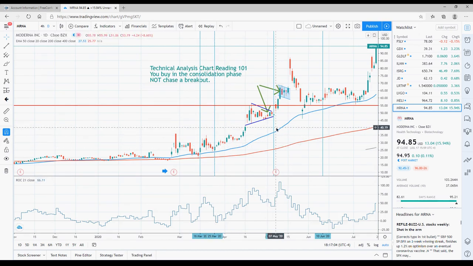So these vertical lines are your congestion points, your compression points, where it's closer to your 50-day. Those are good opportunities to buy, right? This would be chasing. This is another good opportunity. Look, it gave you another opportunity. So you could buy Moderna again at $49 or under $150. Then again, it gave you another opportunity around $60. Okay.